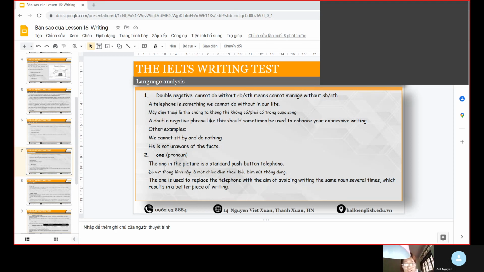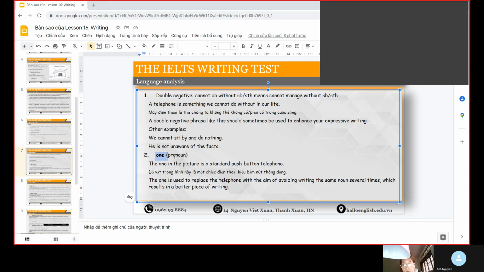Okay. Next, the word one. This is a pronoun. The one in the picture is a standard push-button telephone. How is this word used? The one is used to replace the telephone with the aim of avoiding writing the same noun several times, which results in a better piece of writing.